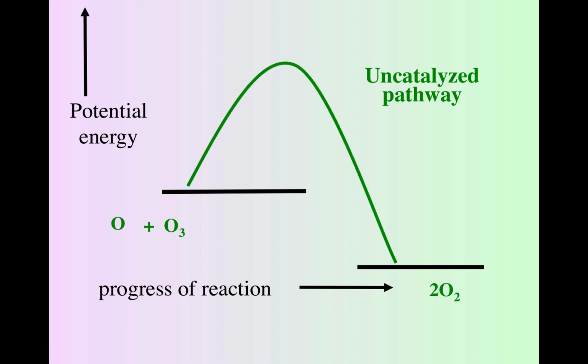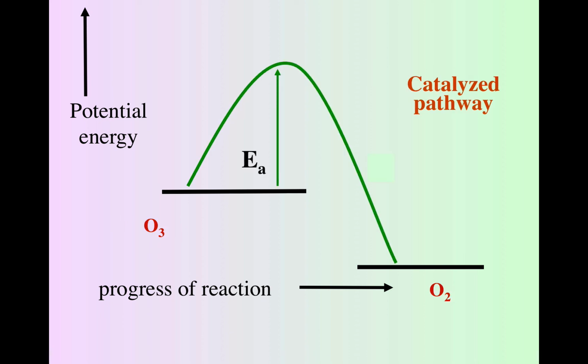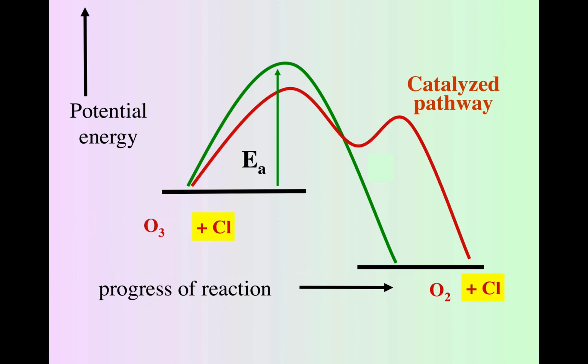If I use the chlorine radical, it slams into the ozone to make the intermediate. The intermediate then gets slammed by an oxygen radical and then goes to products. So the intermediate's used in one step, burned in the second step.